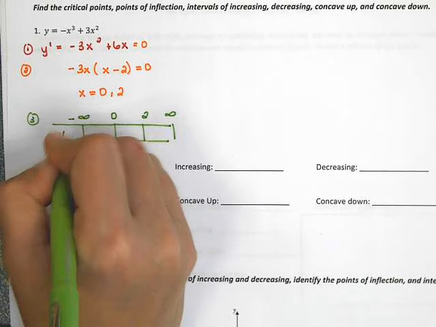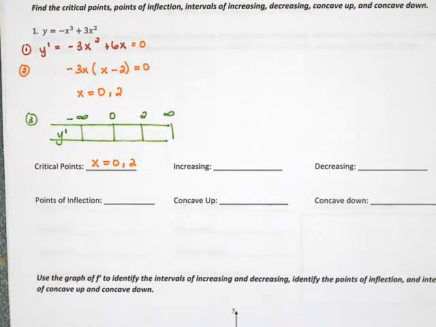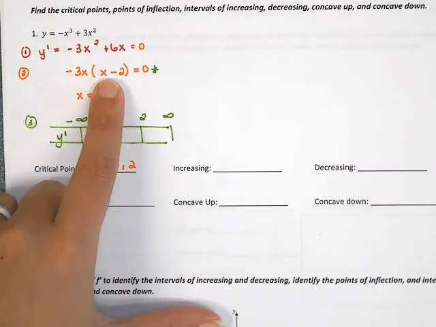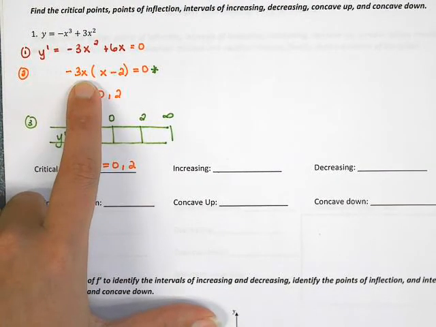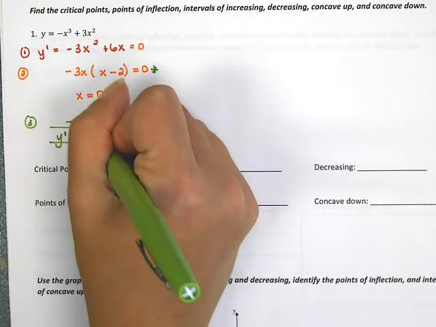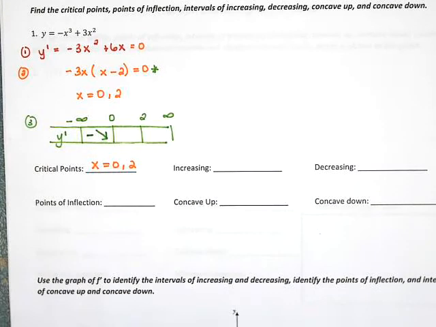And then y prime would go in the chart. I would pick a number less than 0, like for example negative 1, and remember we're always going to plug these numbers into the factored version. Negative times negative is positive, negative 1 minus 2 is negative. Negative means I'm going downhill.